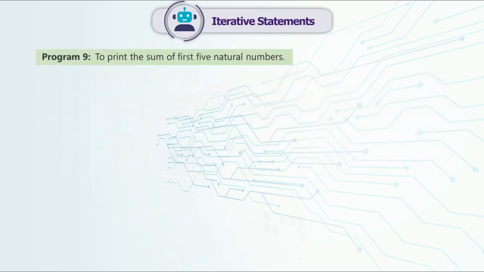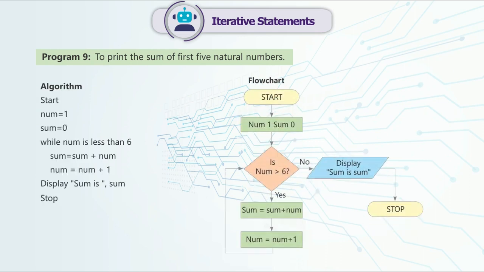495. Program 9: to print the sum of first 5 natural numbers. Algorithm: Start. Number = 1. Sum = 0. While number is less than 6, sum = sum + number. Number = number + 1. Display sum is sum. Stop.